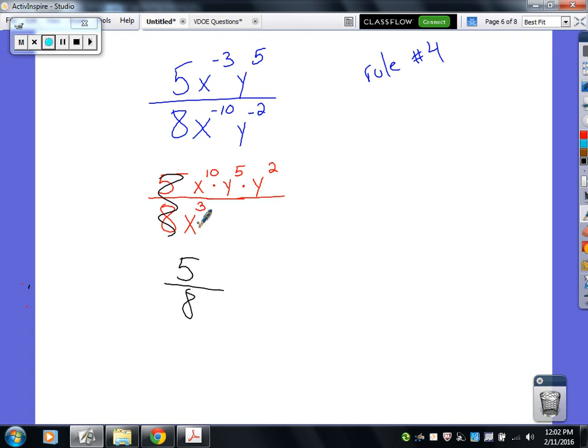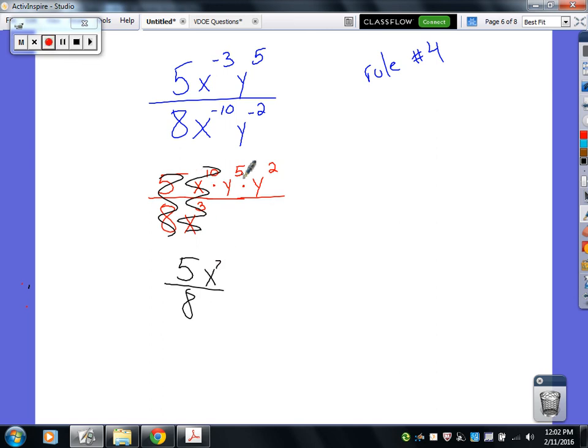Rule 3, the division rule, right? When you have division and you have the same base, what do you do to the exponents? You subtract them. So what's 10 minus 3? 7. So it's x to the 7th, but where do I put x to the 7th? In the top, because 10 is bigger than 3. Got that? So x to the 7th goes right here.